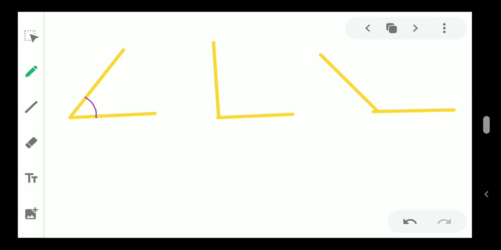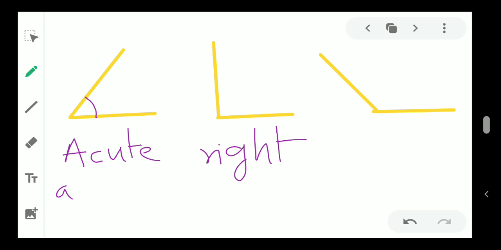So if you have less than 90 degree, it is called acute angle. If you have 90 degree, it is called right angle. So this is an angle and this is also a right angle.